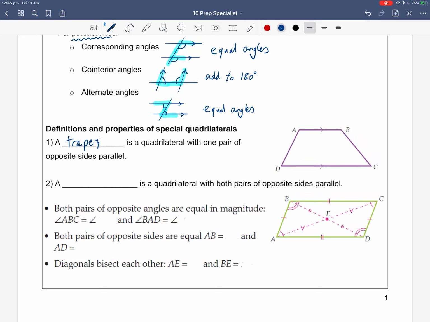So a trapezium is a quadrilateral. It's a four-sided shape with only one pair of opposite sides being parallel. So in the picture on the right here, we have the trapezium ABCD. Only the side AB is parallel to the side DC, and it's shown by the arrows there, so we know they're parallel. Next four-sided shape is a parallelogram.